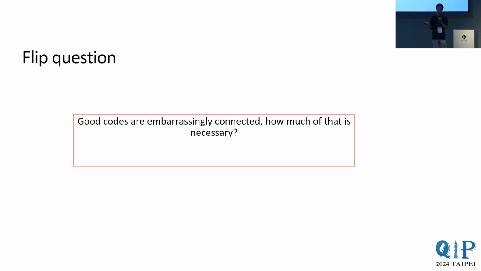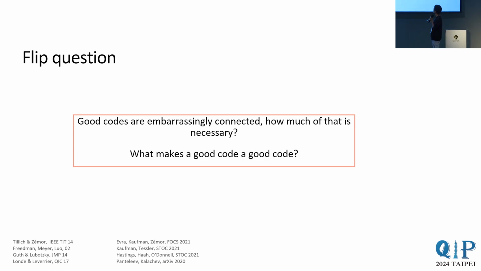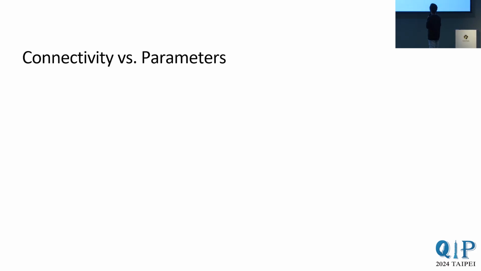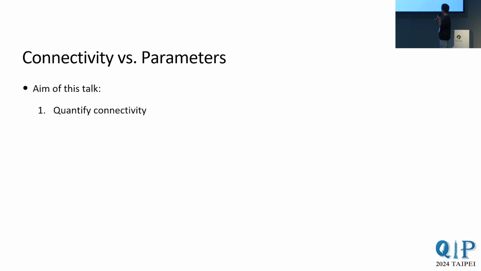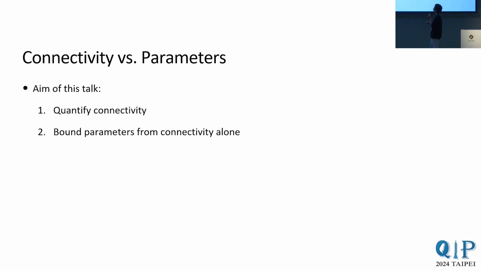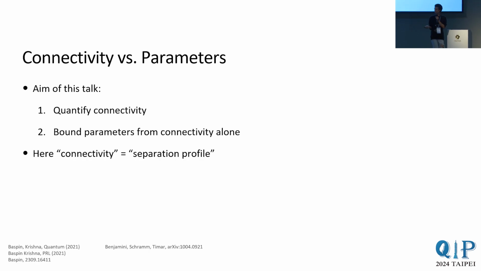On the other side of that question, there has also been a flurry of good codes these last years, and they all rely on codes that are extremely connected. We would like to know to what extent that connectivity is important, and the ultimate question we want to answer is, what makes a good code good? Is it precisely this connectivity? So in this talk, what we're going to try to do is first quantify connectivity for quantum codes. And second, from this notion of connectivity, we're going to try to bound parameters of quantum codes.